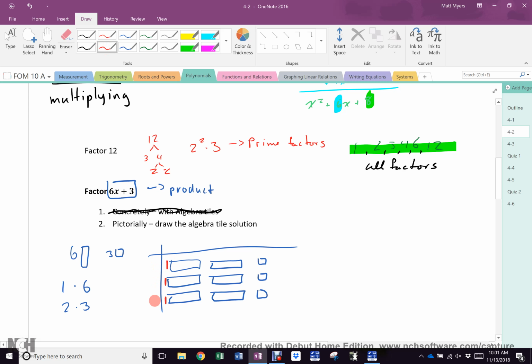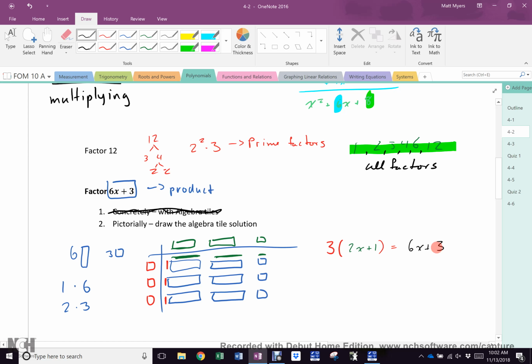What is down this side? 1, 2, 3. What is down this side? x, x, and 1. So what are the factors of that? 3 times 2x, that's supposed to be green. 2x plus 1. And what will that equal? 6x plus 3.